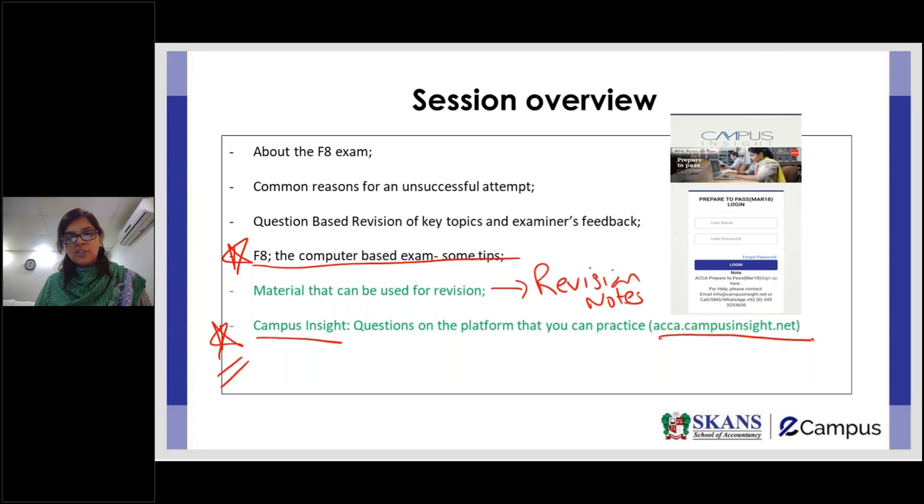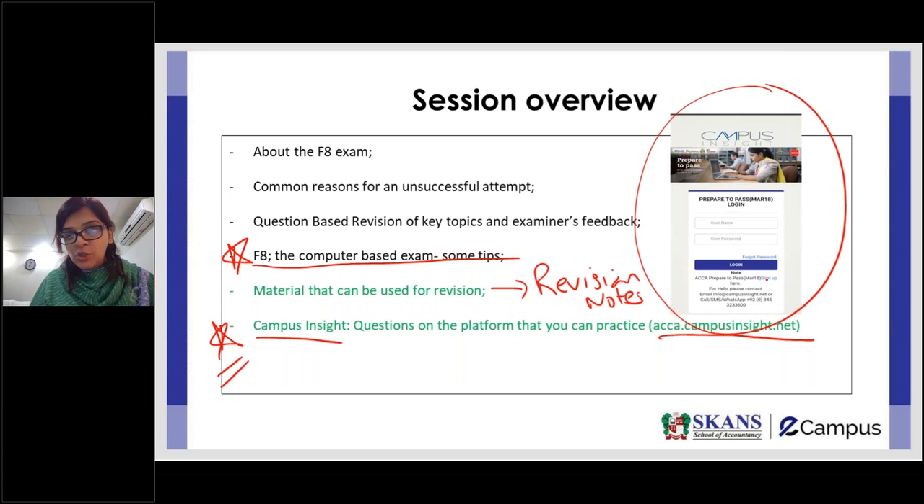So it's acca.campusinsight.net. It should look something like this. I've taken a screenshot. You can sign up over here. It says sign up over there. You can sign up and you can access it. So for example, when we finish off the planning stage today, when you go back, you will be able to access 1 or 2 questions on risk that you can attempt for section B.